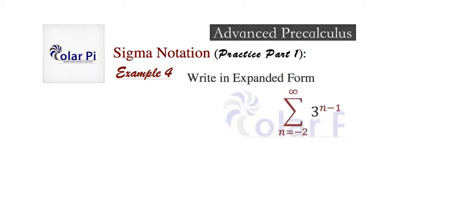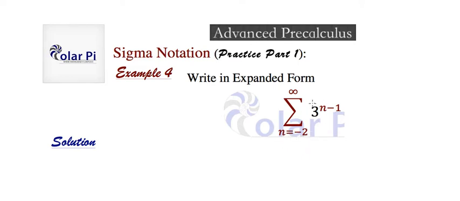So example 4 here, and the task is similar to example 3 in that we have to go from a closed form to an expanded form. Because of that, all we're doing is plugging in numbers, right? So in that sense, it's pretty straightforward, but we have to do it carefully because we're dealing with some negative exponents, since this time we're starting with a negative integer. Sigma here starts with -2.